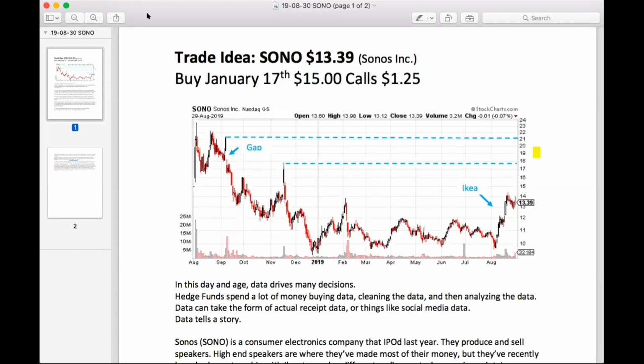So the idea here was a company called Sonos. My recommendation was to buy the January 17th, 15 strike calls for $1.25. The stock at the time was trading at $13.39. This was a few days ago, on August 29th, last Friday. With the stock at $13.39 and the January 17th 15 strike calls at $1.25, that basically gives you the right to buy Sonos at $15 from here until January 17th. You've got to pay $1.25 up front, okay?